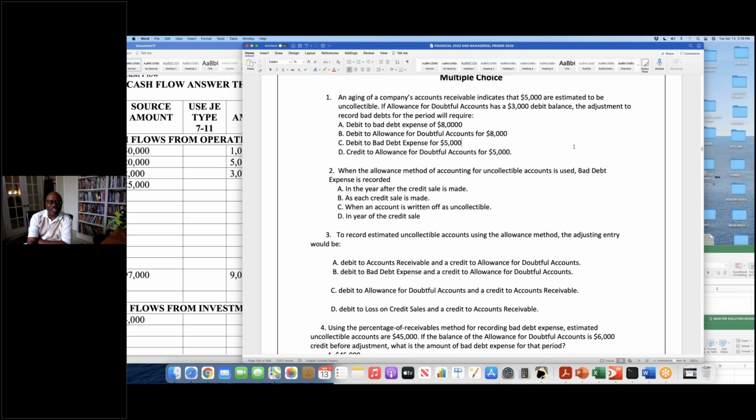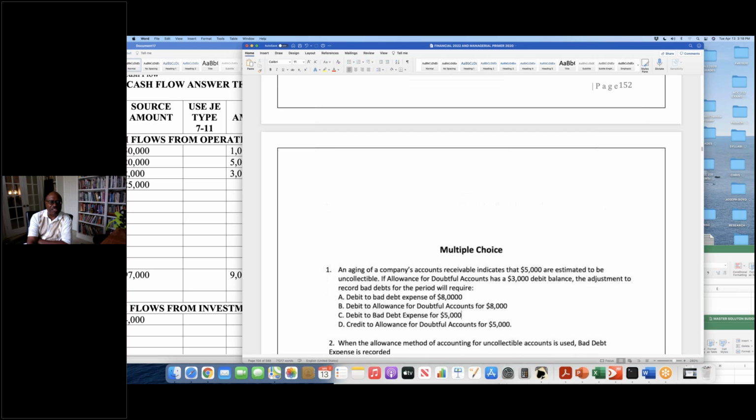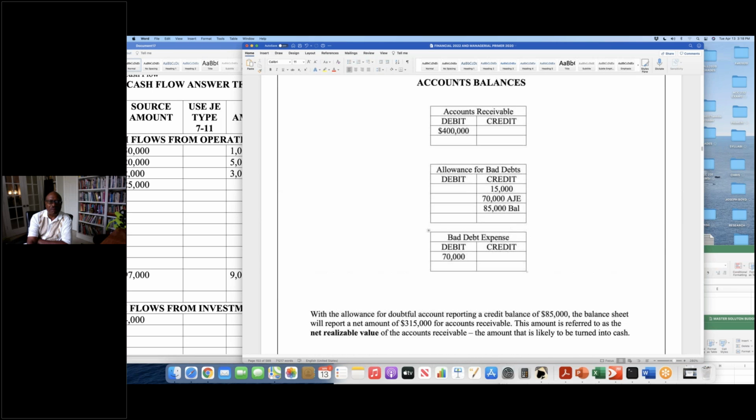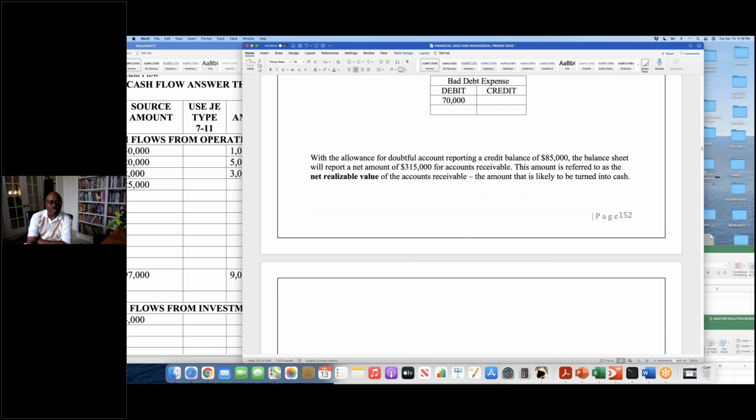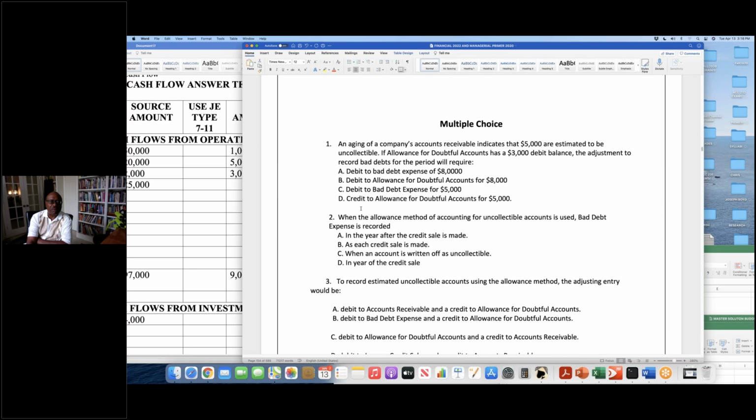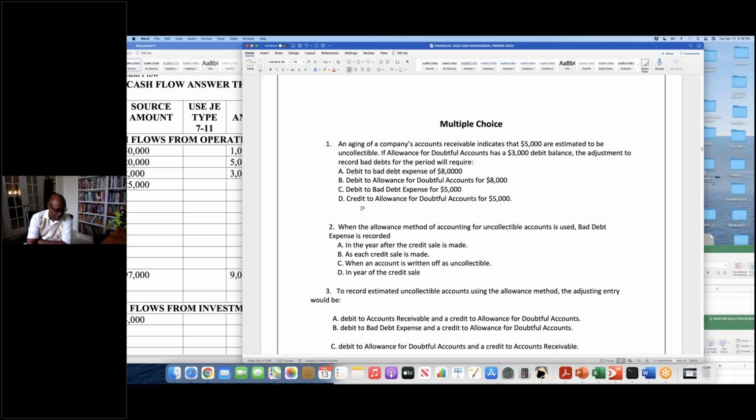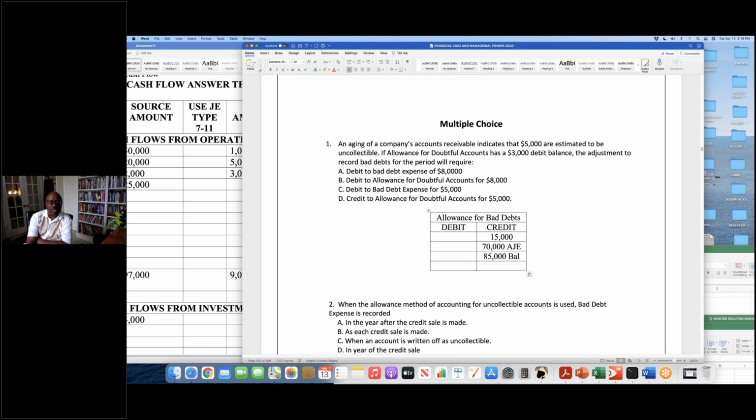Isn't it A? Tell us why it's A, Chelsea. It's A because bad debt expense is debited. Because you just showed us the example of the exact. Let me put the account in here. And it says the account has a debit balance of what? 3,000. So you're on the right track.